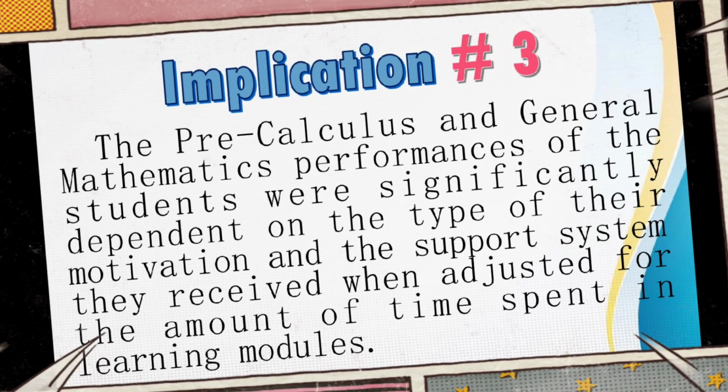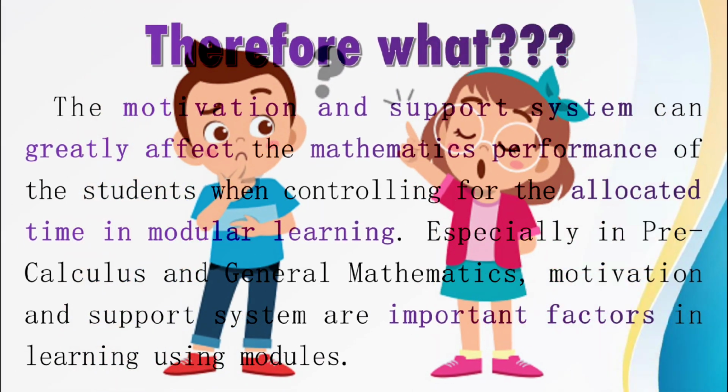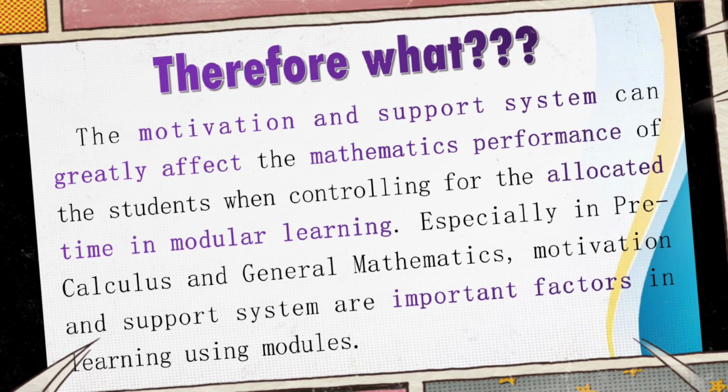Implication number 3. The pre-calculus and general mathematics performances of the students were significantly dependent on the type of their motivation and the support system they received when adjusted for the amount of time spent in learning modules. Therefore, what? The motivation and support system can greatly affect the mathematics performance of the students when controlling for the allocated time in modular learning, especially in pre-calculus and general mathematics.